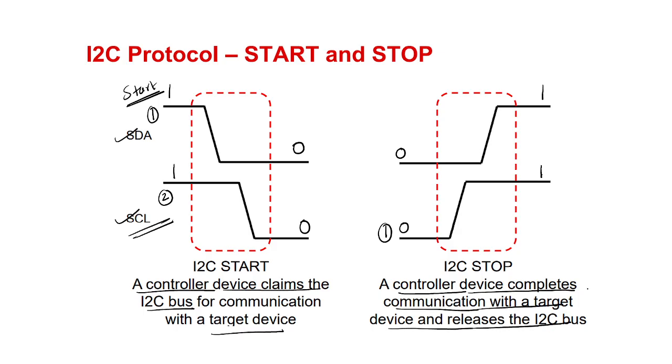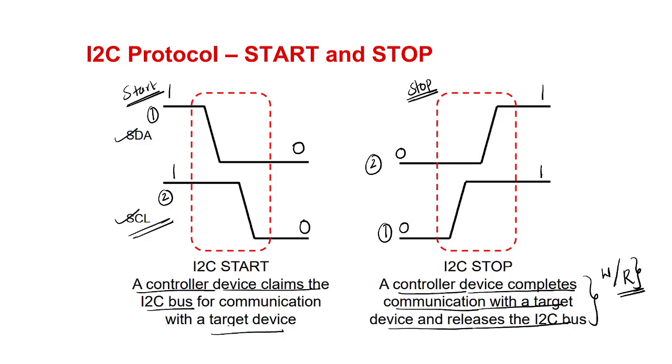After communication, after doing some write operation or read operation, it should release the I2C bus. How to release the I2C bus? First it makes SCL go from low to high. After that, SDA goes from low to high. Is it fine? This is the start condition and stop condition.